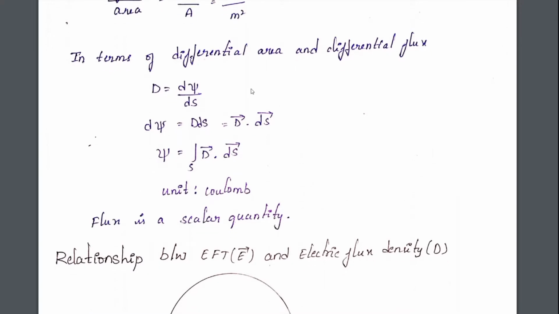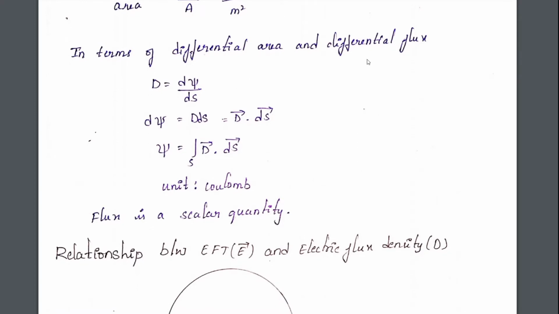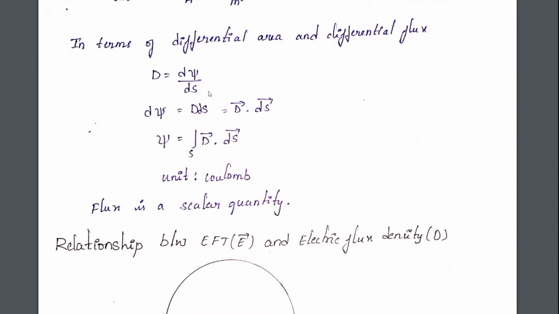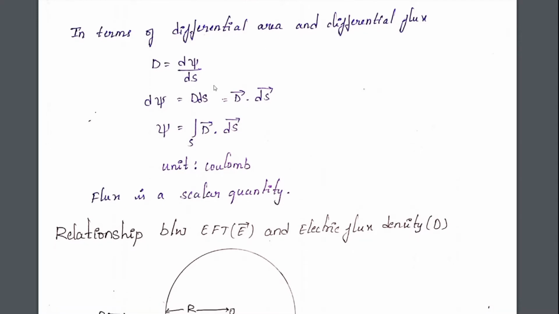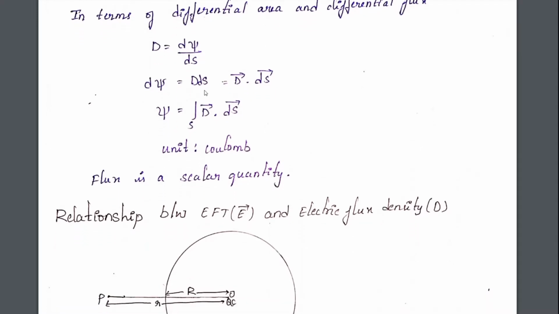If you want to define this electric flux density in terms of differential flux by differential area, you can also define it as d psi by ds. So what is flux density? It is flux upon area. That can also be defined as differential flux by differential area. So d psi is the differential flux. The corresponding area where this flux flows is ds. So if you cross multiply this, the value of d psi will become D into ds.